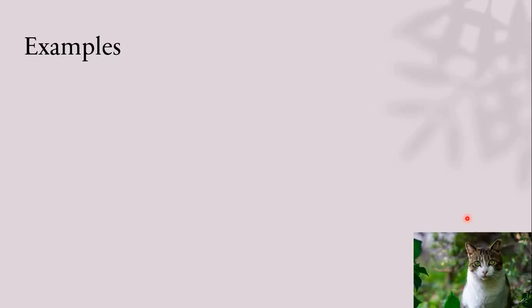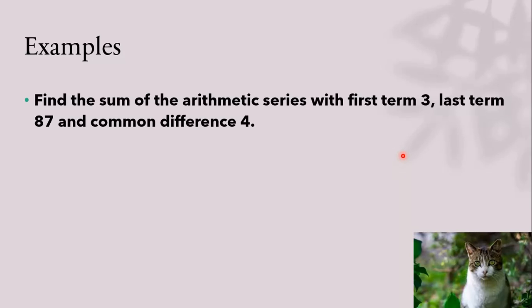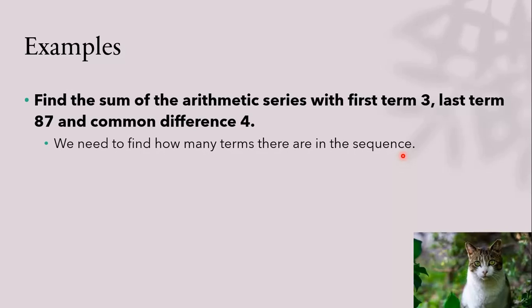Okay, so best way to go over this is through doing a lot of examples, so that's what we're going to be doing today. First example, find the sum of arithmetic series with first term 3, last term 87 and common difference 4. So we have the last term, so we will use S of n equals n lots of a plus l over 2.